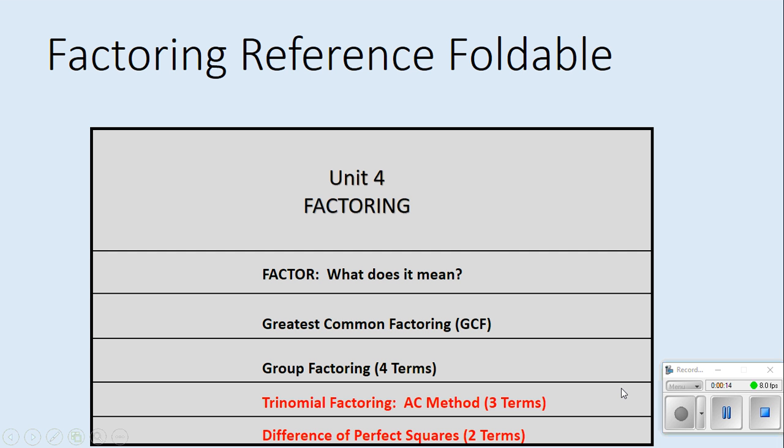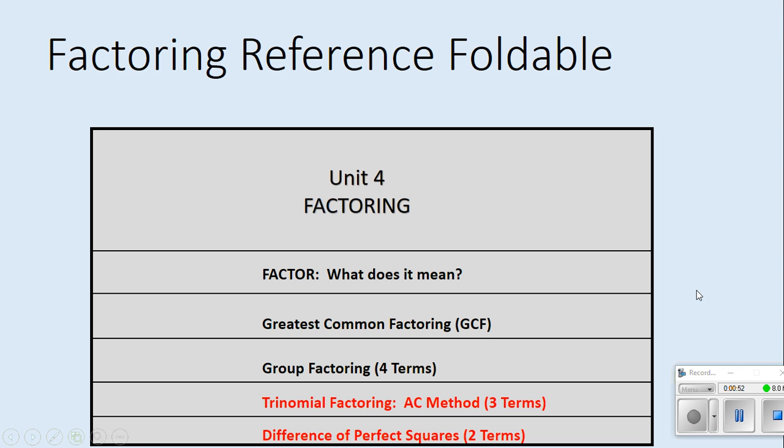All right, so this is your reference foldable. We've already talked about what it means to be a factor. Remember, that's undoing multiplication. We've talked about greatest common factoring, where we take out what is the greatest common between all the terms. And then group factoring when you have 4 terms, and that's greatest common factoring multiple times. And now we are going to go ahead and finish trinomial factoring, which is factoring using the AC method when you have 3 terms, and the difference of perfect squares when you have 2 terms.